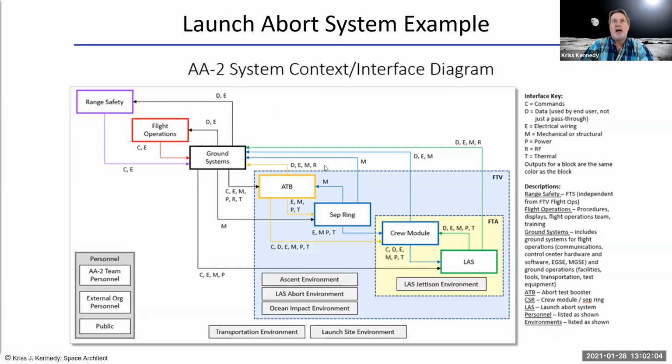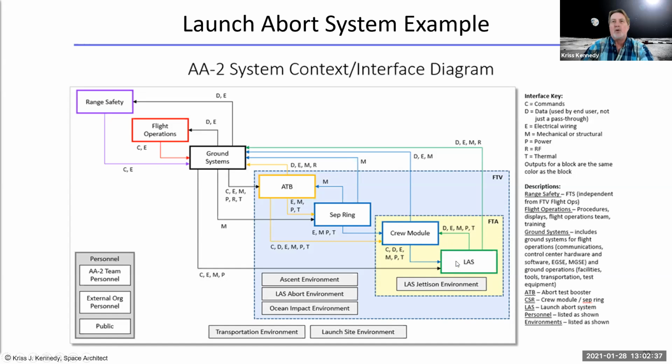This is a launch abort system example that I pulled from a project, the AA2 system. It's a little bit different way to look at the interface. What they did is they put the range safety, flight ops, ground ops, the abort testing booster, the separation ring, crew module, and the launch assembly system, a launch abort system, excuse me. And then they looked at the interfaces between each of them.